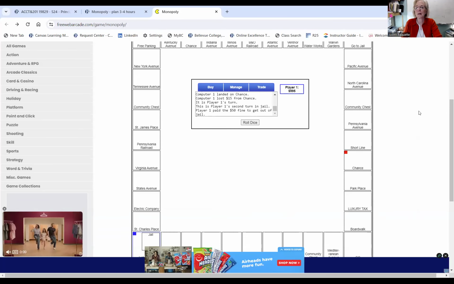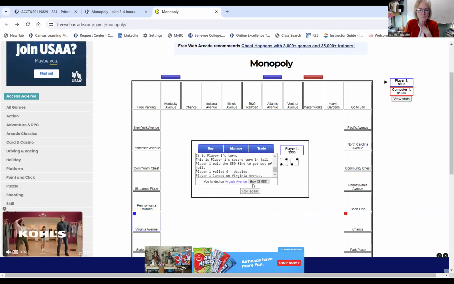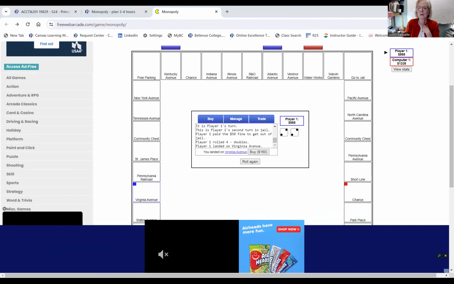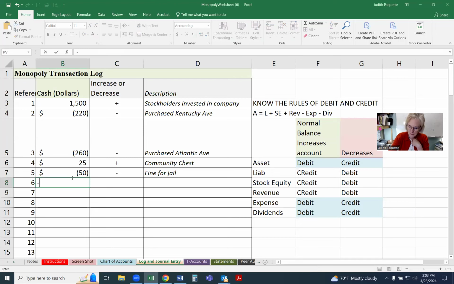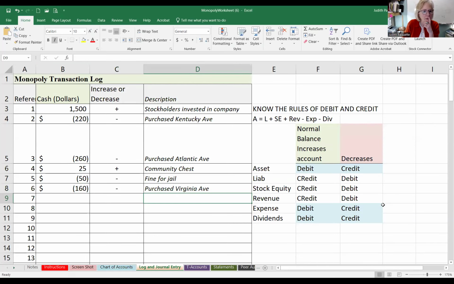Now we're going to be watching this balance up here because I don't want to run out of money either, but I do need my 25 transactions. Okay. So now I've landed on Virginia Avenue, and yes, I'm going to buy it. That's 160. So let me record it. Minus 160. Purchased Virginia Ave. Okay. New share. And I feel like I've missed a transaction. Did I miss a transaction? No, I didn't miss a transaction.